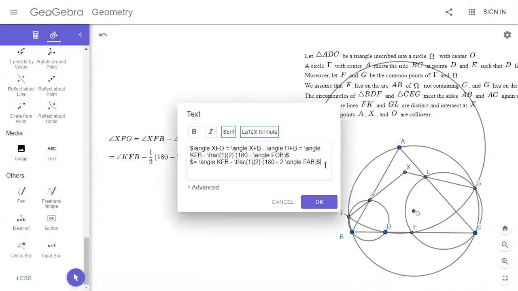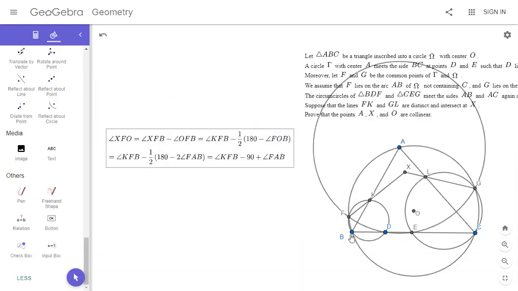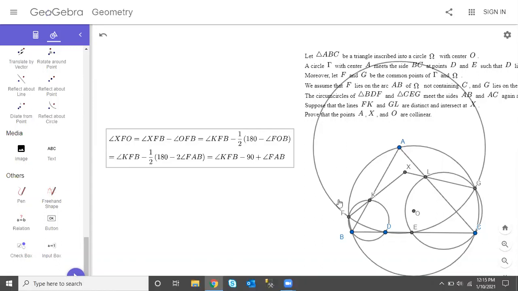So this is equal to angle KFB minus 90 plus angle FAB. So KFB plus FAB is equivalent. Yeah, I'm trying to show FXG as isosceles. Okay, so KFB plus FAB.